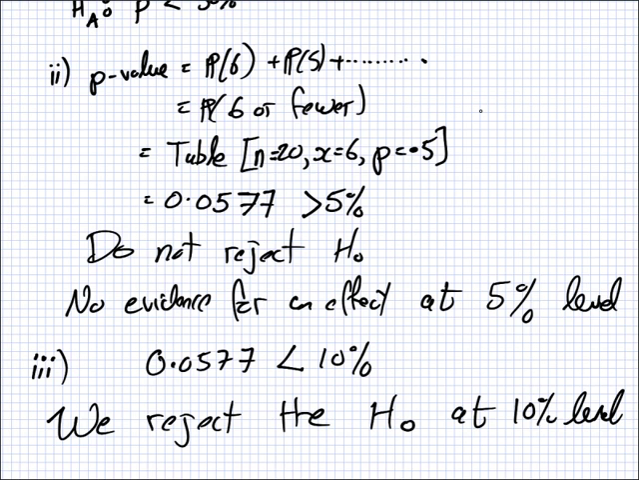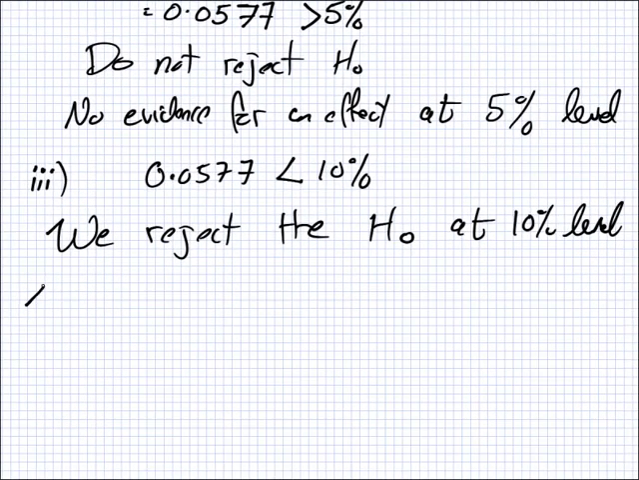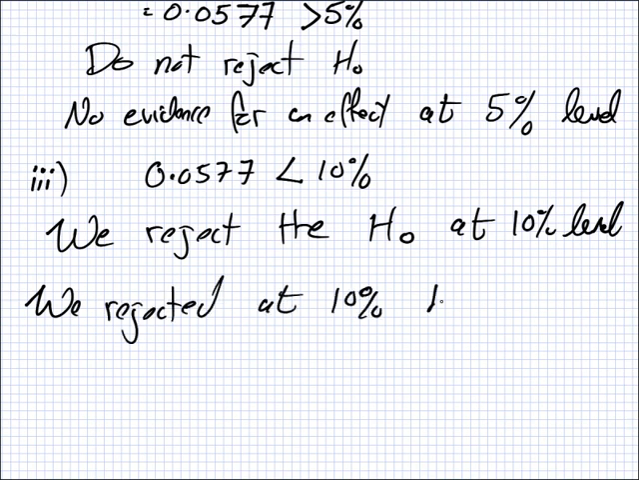Okay. Now, it says explain your answer. So we better write something here about the difference. We rejected at 10%, but not 5%. All right. What did the marking scheme say? Yeah, that's fine. Okay. Right. C.